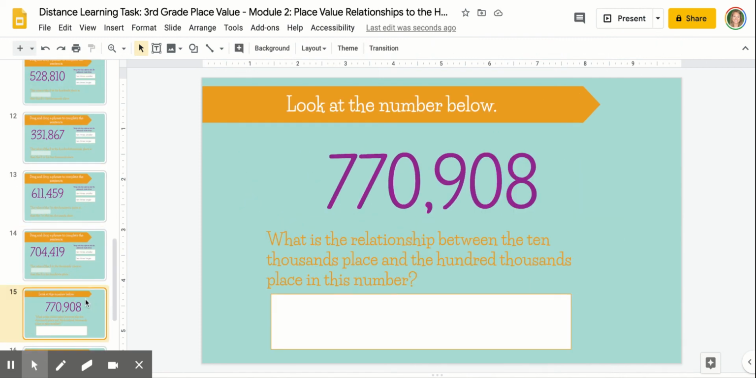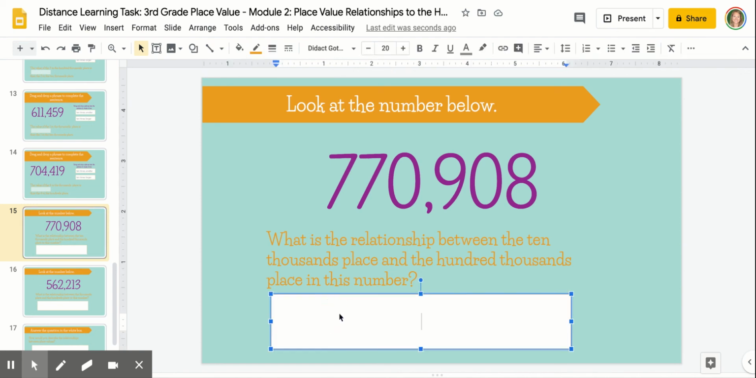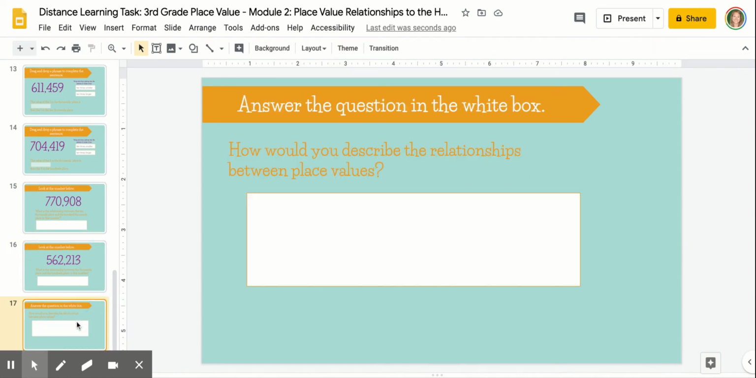Then you'll discuss relationships between specific place values. So here you're going to discuss the relationship between the 10,000s place and the 100,000s place. When you're ready to write your answer, just double click on the white box and you'll be able to type your response. Finally, you'll answer this reflection question at the end that's asking you, how would you describe the relationships between different place values?